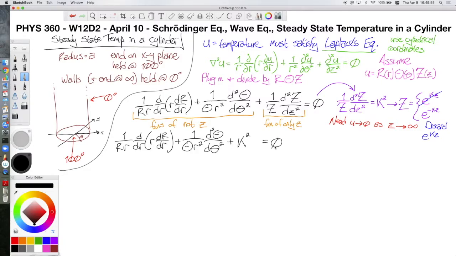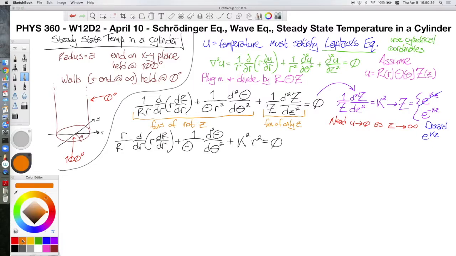So the next thing we can do here, because again, we want to break our function into two, a part that depends on one variable and a part that depends on another variable. The only problem we have with that right now is here in our theta term, this r right here. So I'm going to multiply this whole equation by r squared. In our first term, this takes this r away from the denominator and moves it into the numerator. In our second term, the r squared in the denominator just vanishes, and our last term, rather than just kappa squared, becomes kappa squared r squared.